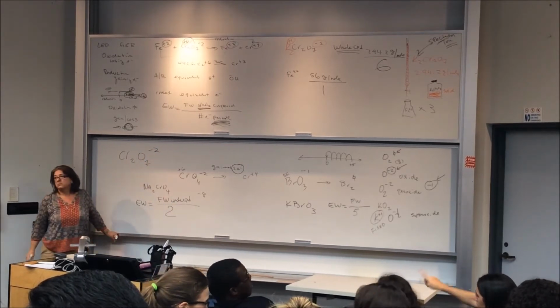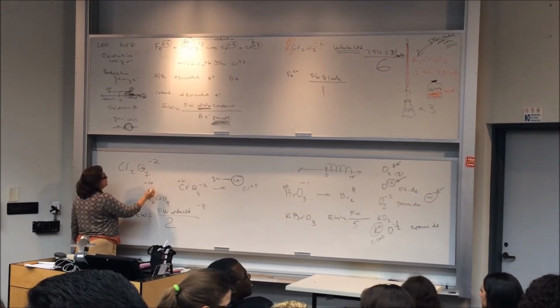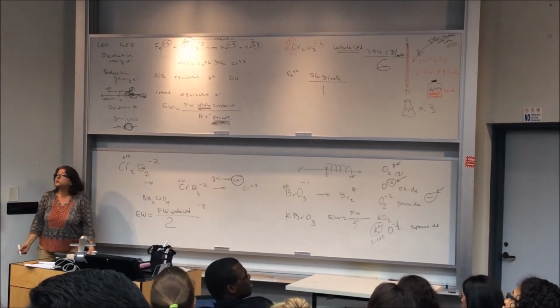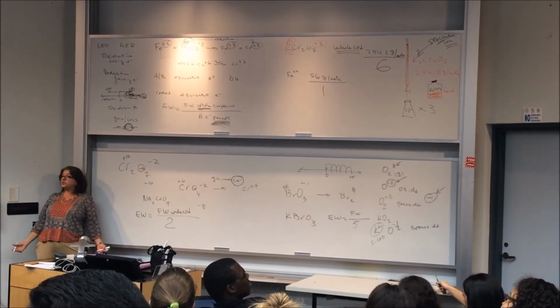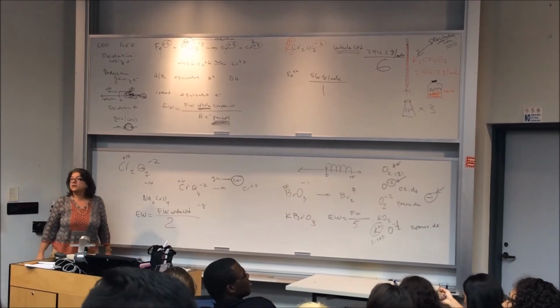Dichromate. The oxygen, you guess what? -2. There's 7 times -2, that's -14. These guys were working up +12, but there's 2 of them doing that job. So each of them had to have been what? +6. That's their oxidation number.